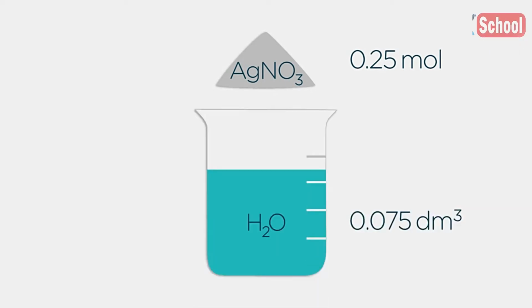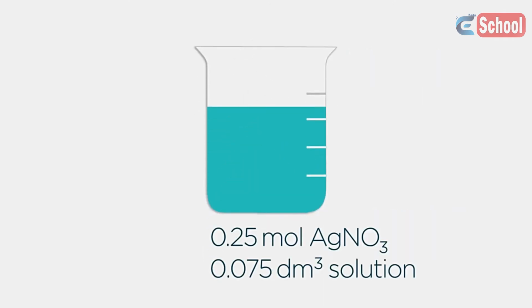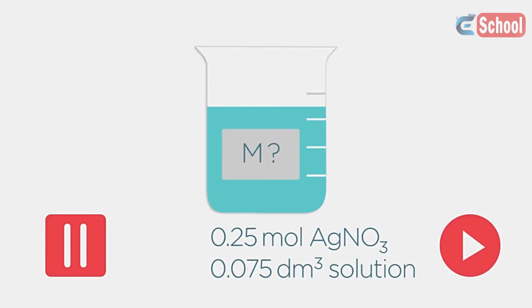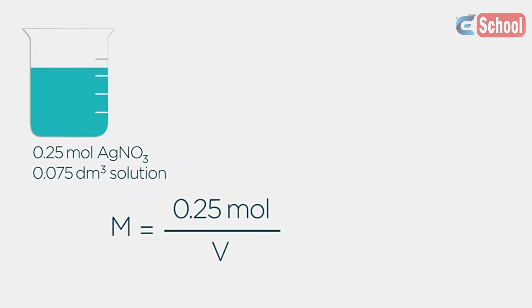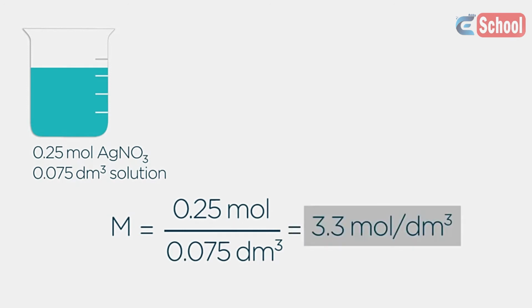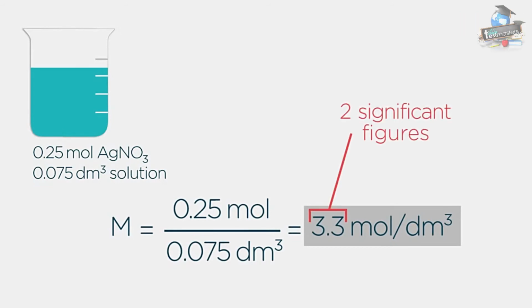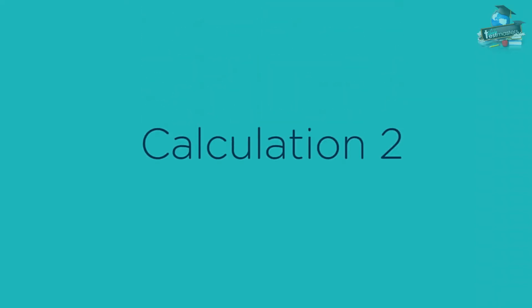So how about this one? 0.25 moles of silver nitrate have been dissolved in 0.075 decimeters cubed of water. What's the molarity here? Pause, calculate, and resume. 0.25 divided by 0.075 equals 3.3 moles per decimeter cubed. Remember to write your answer to the right level of precision using 2 significant figures.